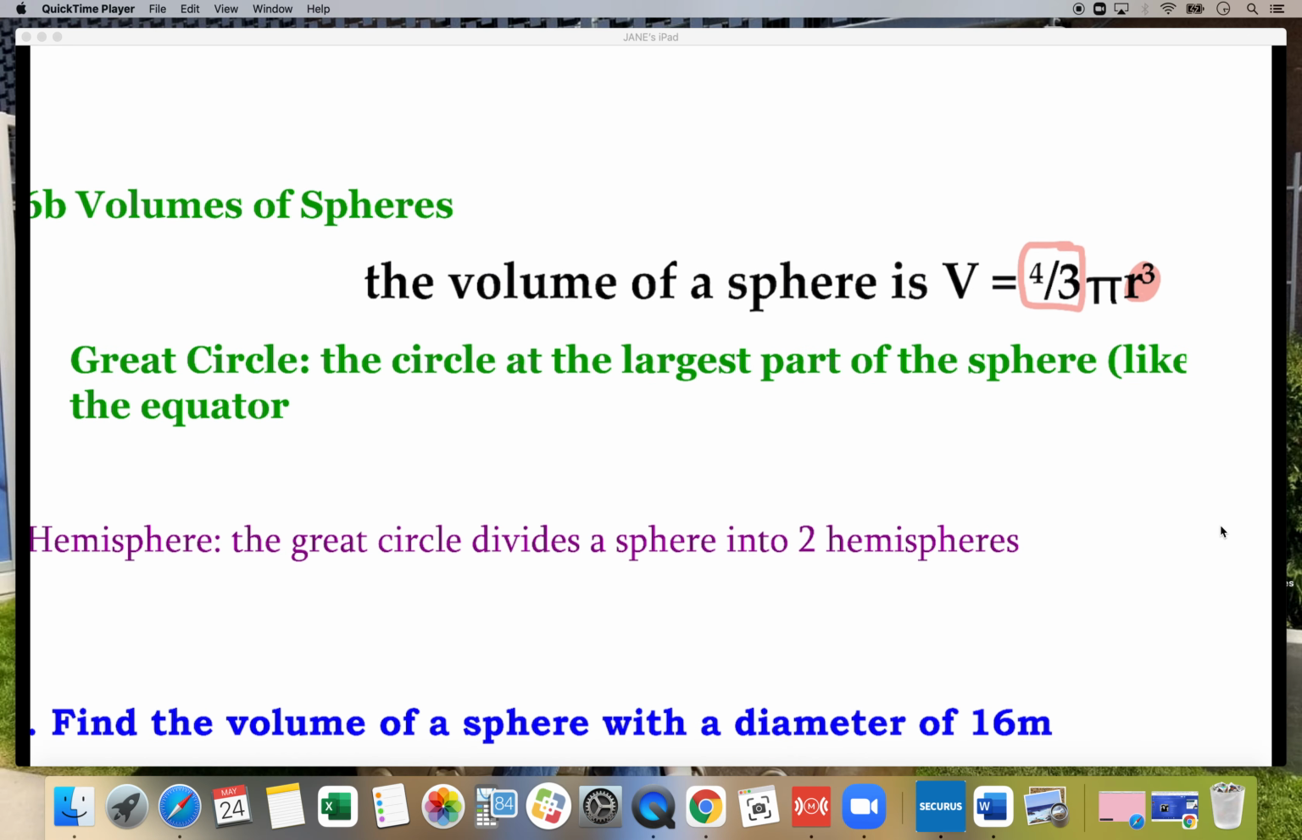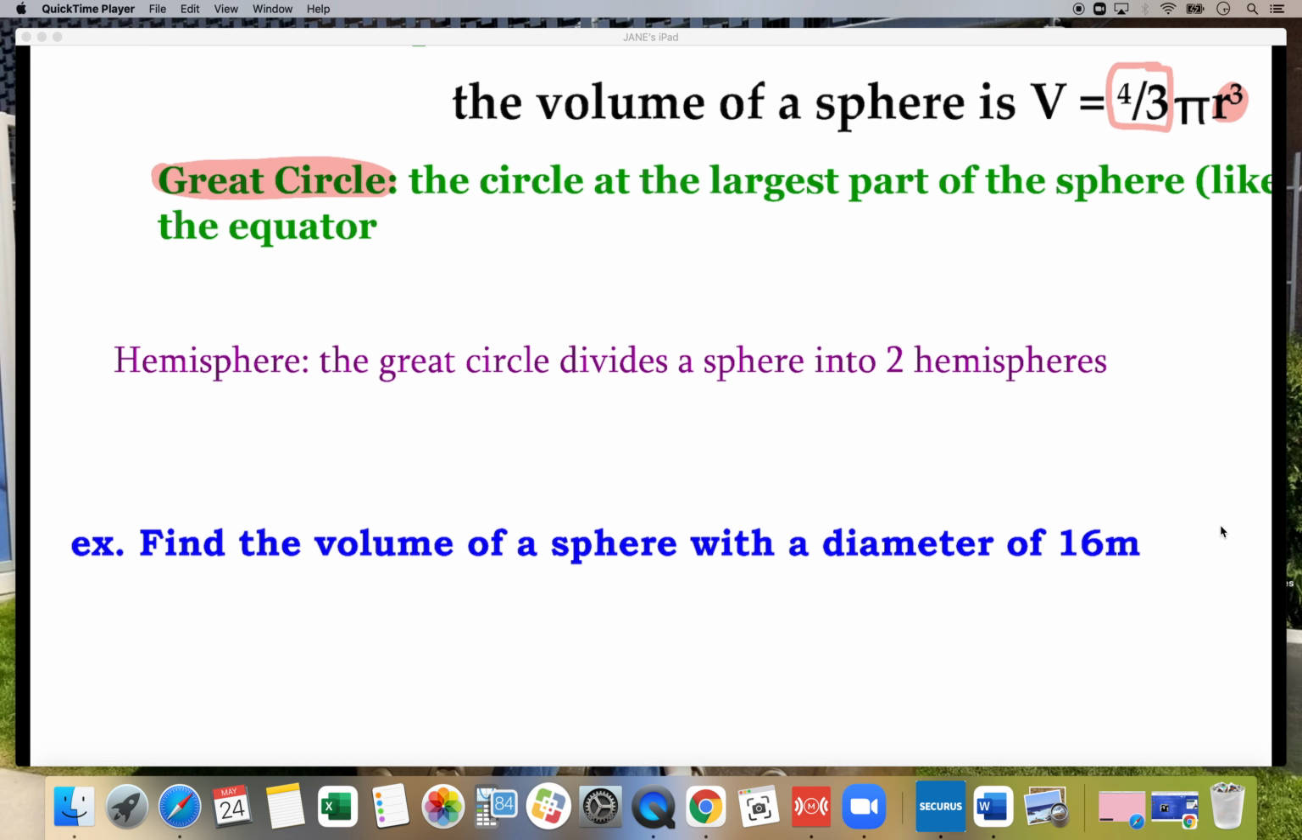Another thing you're going to notice is something called the great circle. So anytime they mention the great circle, that's the largest part of a sphere. It's kind of like the equator. A hemisphere is the great circle that divides it into two hemispheres. So think of it this way. You've got the northern hemisphere, which is the north part of the globe, and the southern hemisphere, which is the bottom part of the globe. So that great circle or the equator cuts it in half.